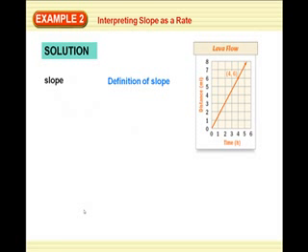See how they do it. Rise over run. Where did they get 9?